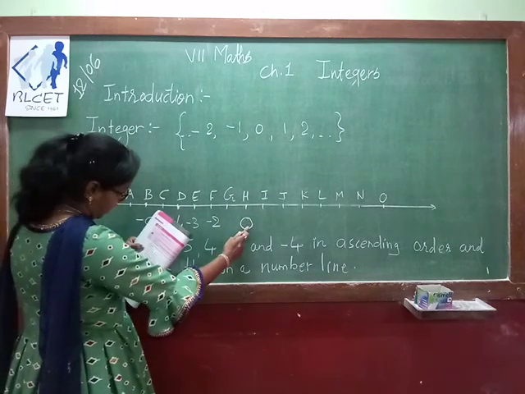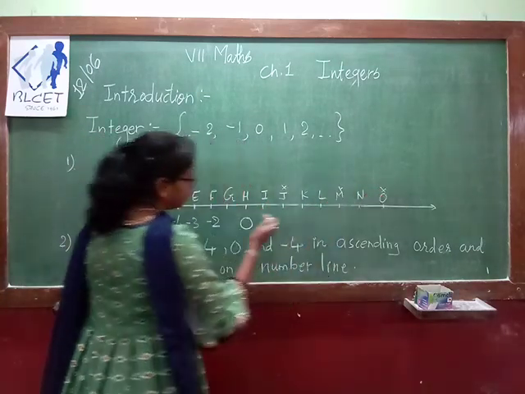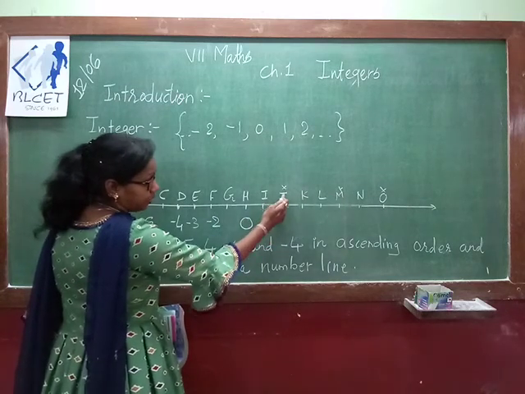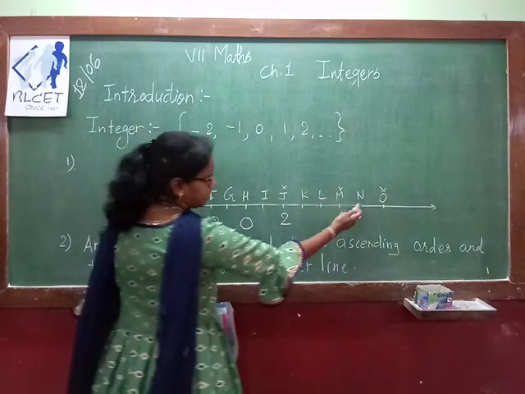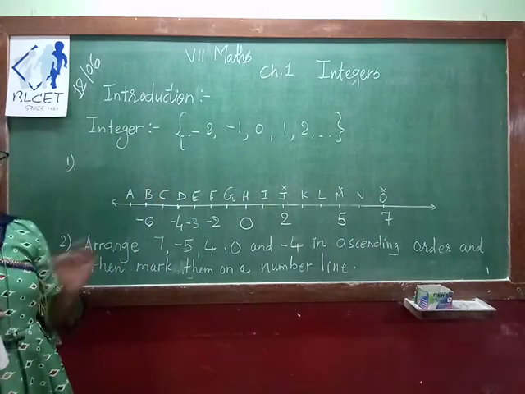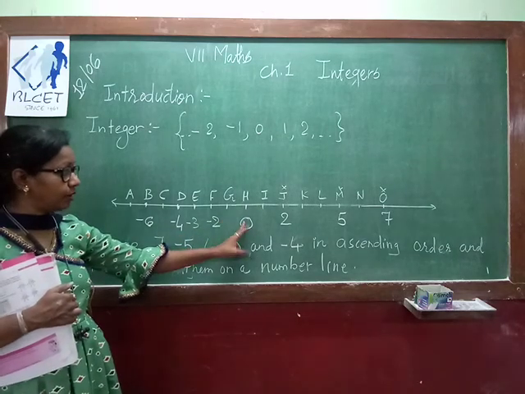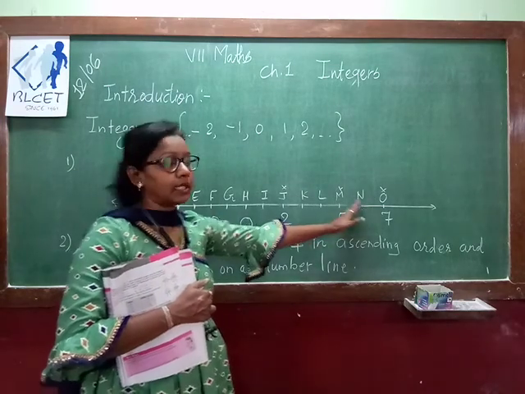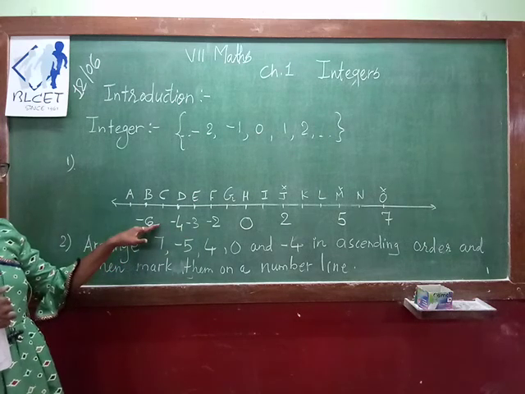Then what about J, M and O? We keep on moving to the right side now. So on I it is 1, on J it is 2, 3, 4, 5, 6, 7. Okay, so this is how you can mark integers on a number line. First of all, this is your 0, then you have to keep on moving to the right side. All the numbers are positive. If you keep on moving to the left side, all the numbers are negative.